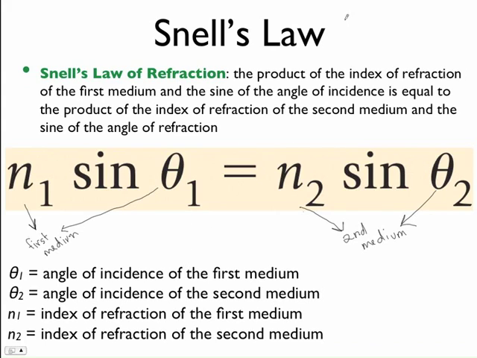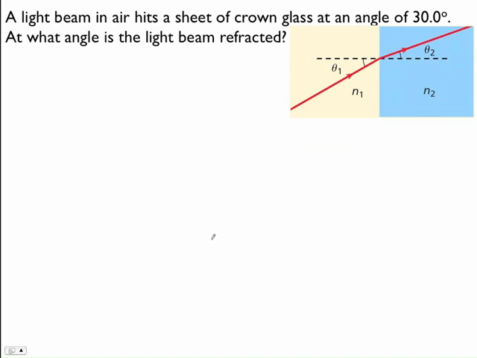So if it says something is going from air to water or air to glass or glass to water, you need to pay attention to what is the first thing and what is the second thing, because that's going to depend on where they are here, and that'll actually mess up your math. You'll get the wrong answer if you don't put them in the right place. So we'll do an example problem and you'll see what I mean.